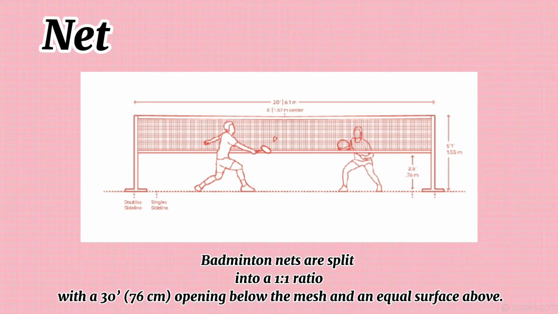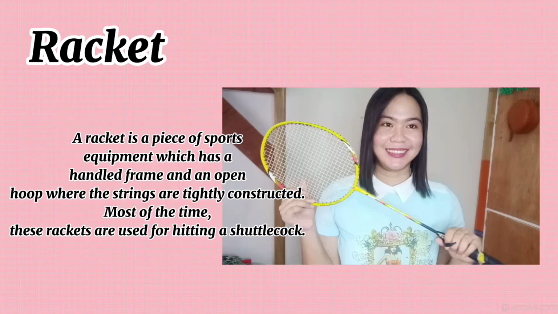Badminton nets are split into a 1:1 ratio with a 30 inches, which is 76 centimeters, opening below the mesh and an equal surface above. So there are 2 types of shuttlecock. The first one is the feather shuttlecock and the second is the plastic shuttlecock.